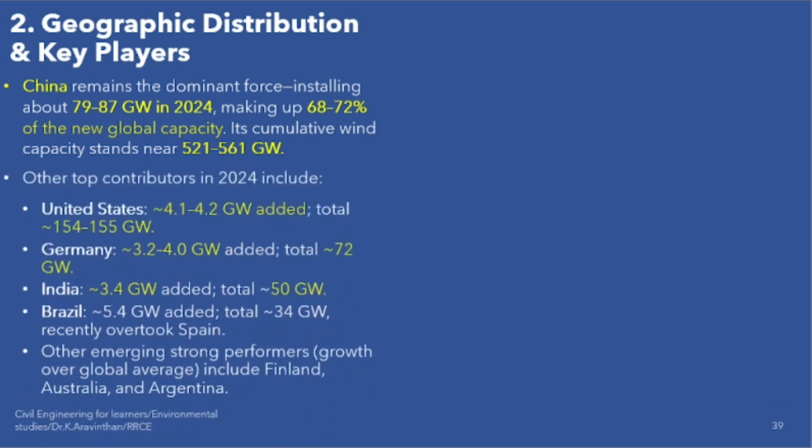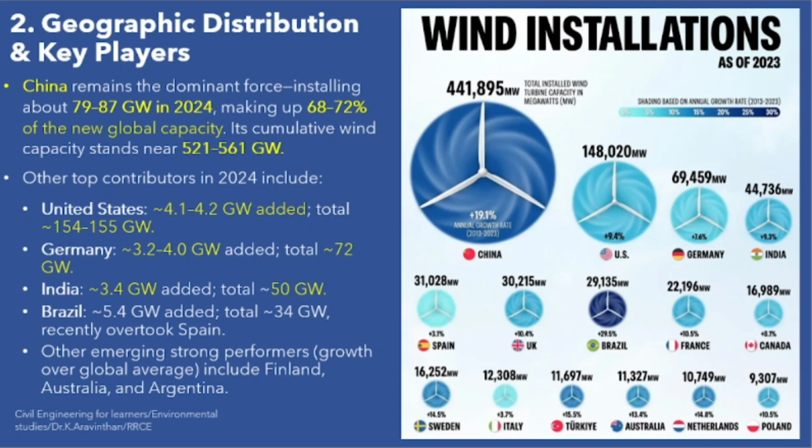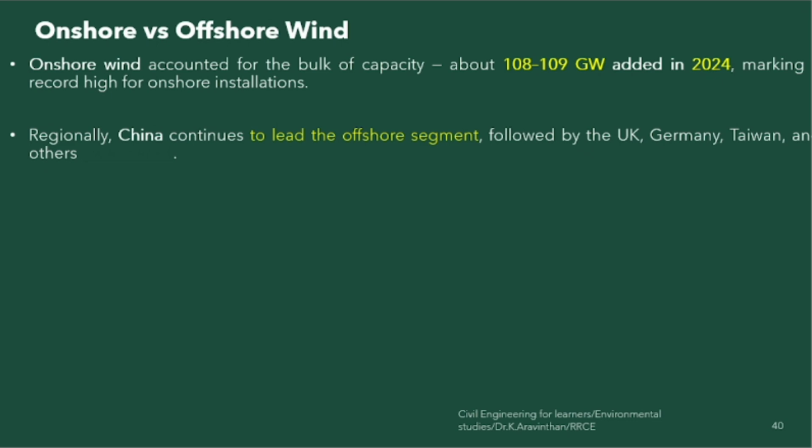The US added 4.1 to 4.2 gigawatts in 1 year. Then you have Germany. India's total capacity is 50 gigawatts. When you compare with China, how much percentage do we create? They generate 521. How much do we generate? 50, 10 times lesser. And global wind installation in 2023. These are the statistics.